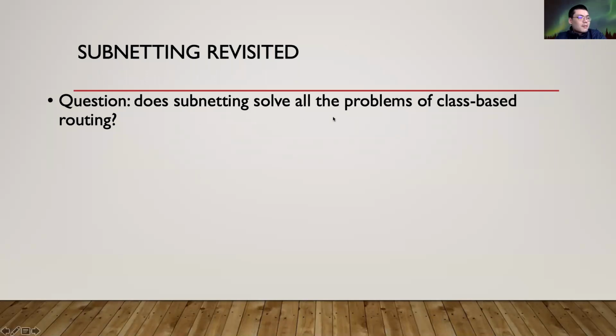So does subnetting solve all the problems of class-based routing? If you look at it, it doesn't solve the problem if you have a class C IP address. Class C supports only 256 IP hosts, so that will not solve it.